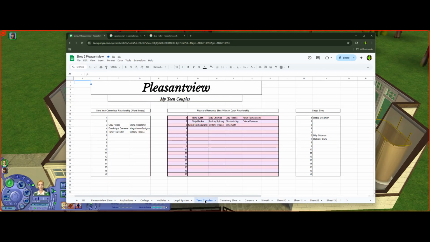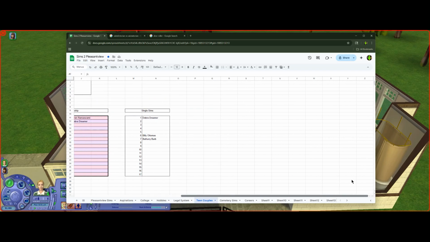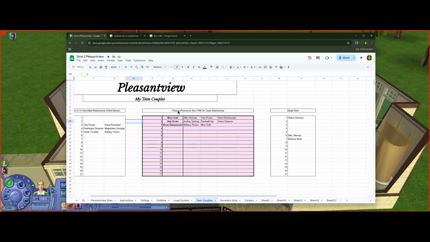So we're going to move on to the teen couples tab. Now the teen couples tab has changed a little bit. So we have a box here that says Sims in a committed relationship went steady. So these Sims are in a committed relationship. They are just seeing each other, nobody else. So I have them together like so. And then we have our pleasure/romance Sims with an open relationship, so I can see exactly who they're all dating.